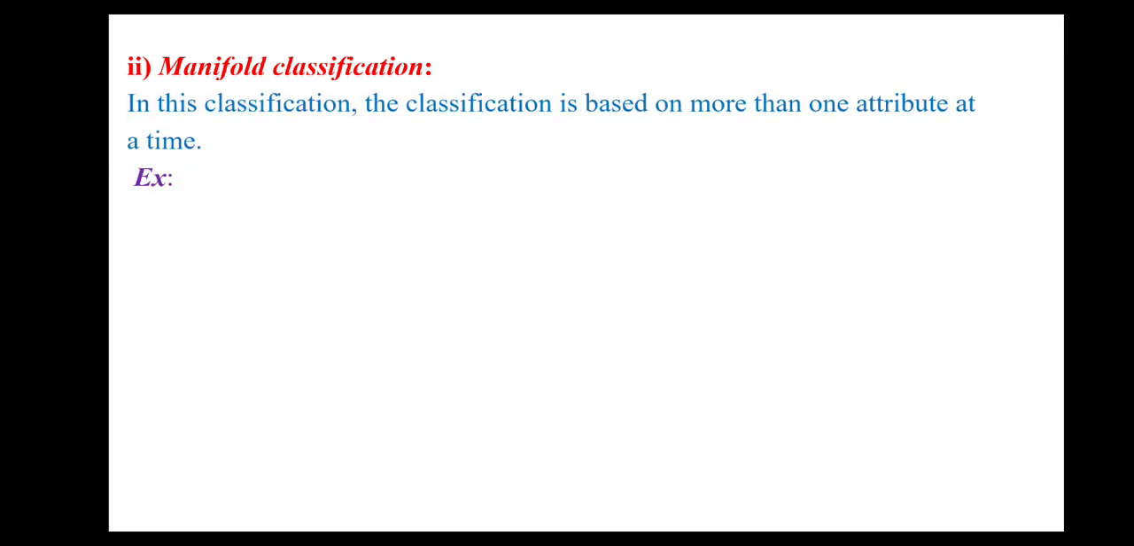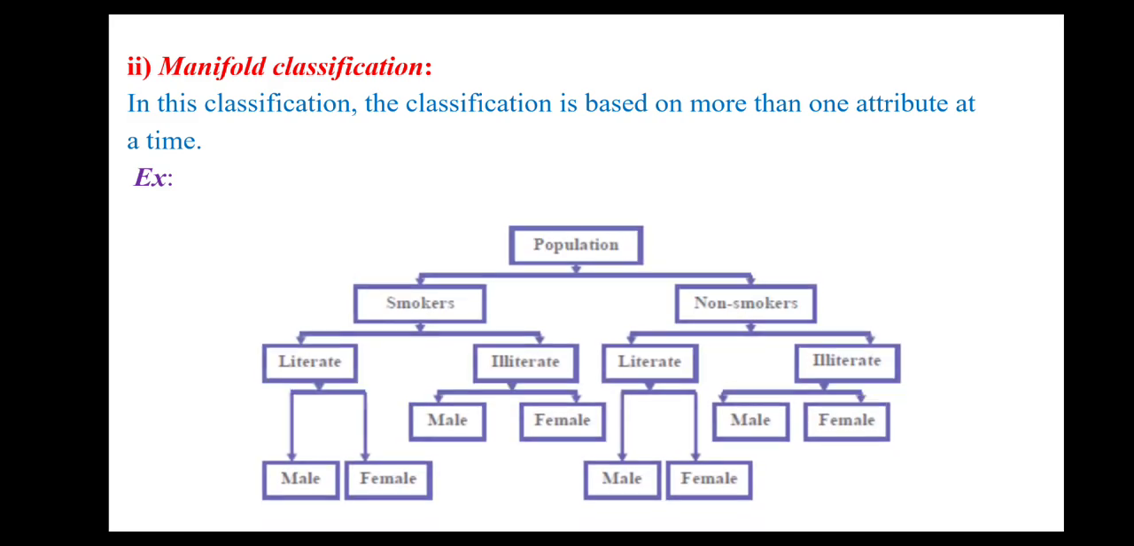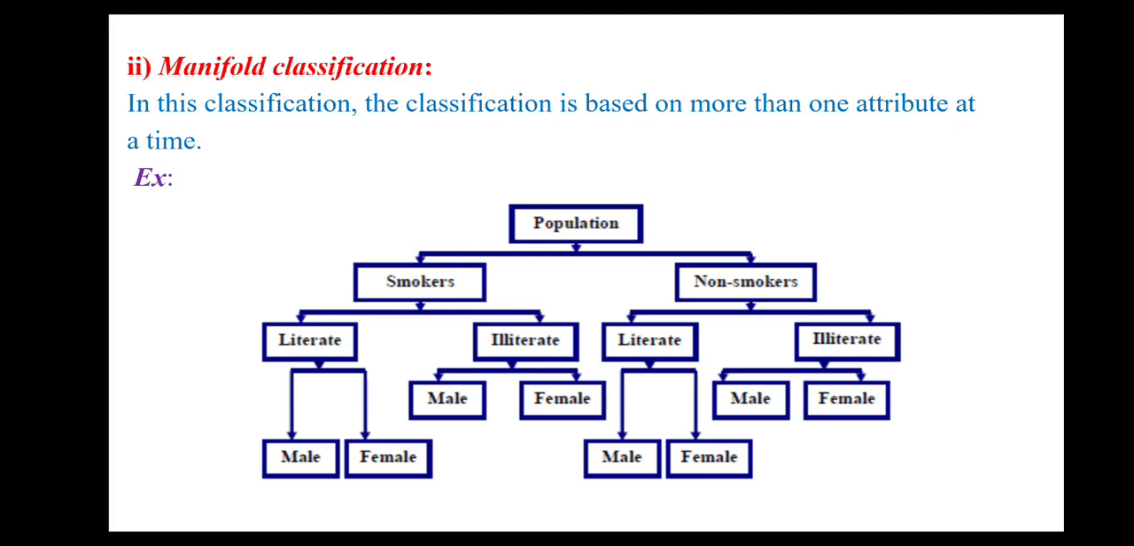Manifold classification. Manifold means more than one attribute is considered at a time. For example, population into smokers and non-smokers, then literate and illiterate, then male and female, and similarly for non-smokers. You can do it like that, and then you can call it manifold classification.